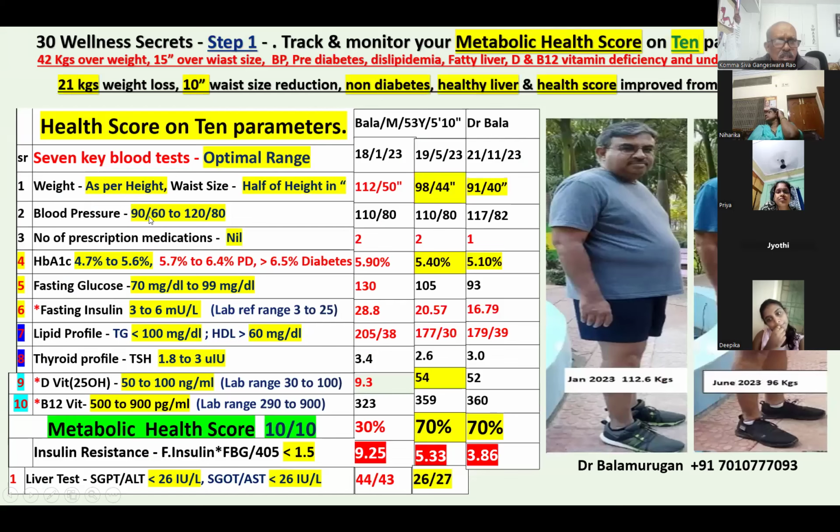This gentleman has lost 21 kg in a span of 10 months. He lost 10 inches from his waist size. All his pants he had to donate and buy new pants. He became non-diabetic, 5.9%, which is pre-diabetic, to 5.1%. Excellent. I always look for people to have this HbA1c. This is the best HbA1c. Look, his fasting sugar has come to 93.